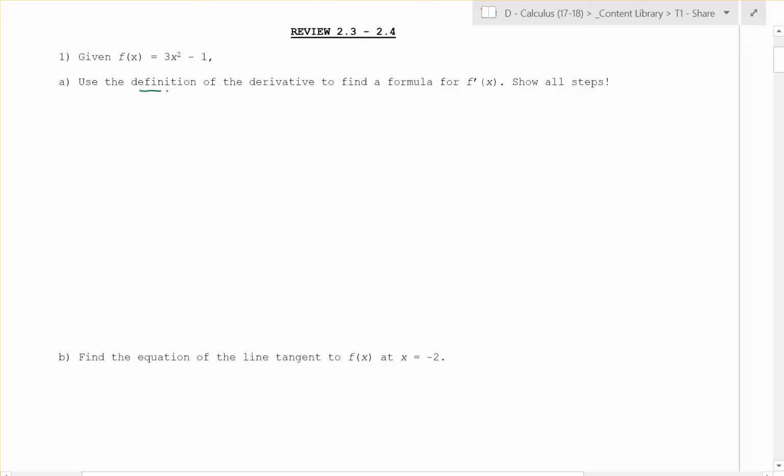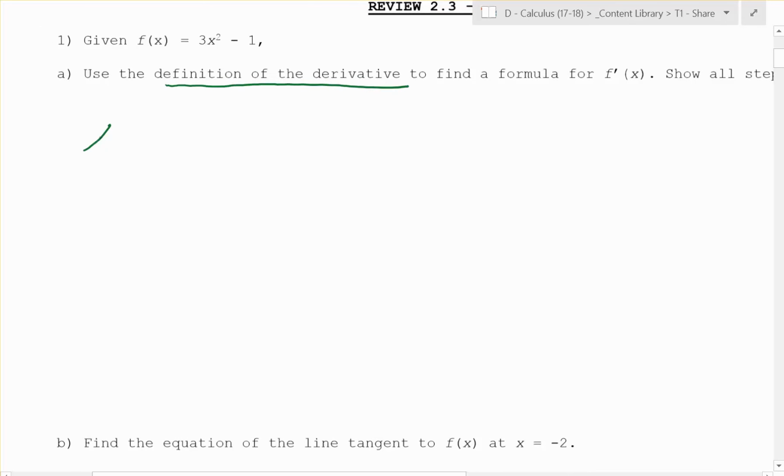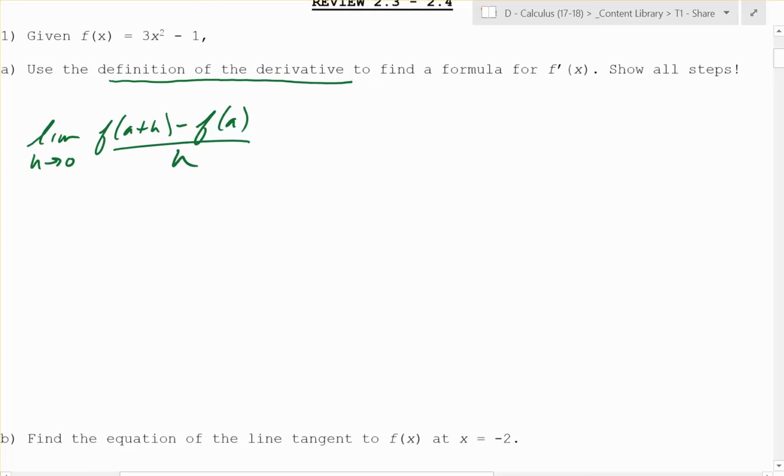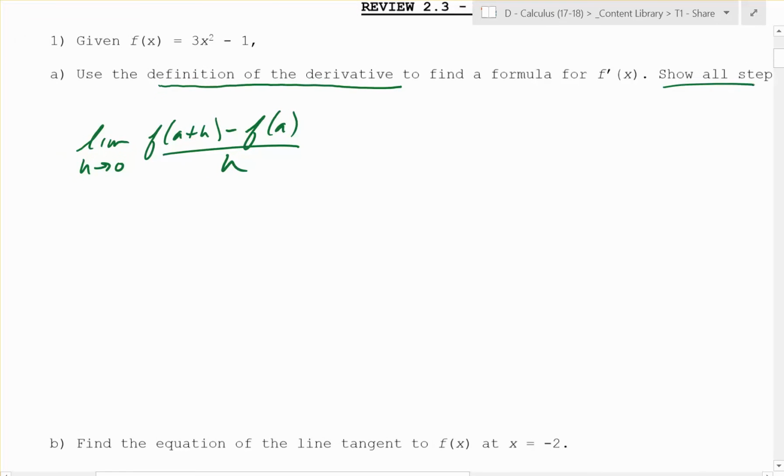When it says definition of derivative, you are going to have to use the limit definition. So the limit as h goes to 0 of f of a plus h minus f of a, all over h. Yes, we have a shortcut, but when it says use the limit definition, you need to use the limit definition, especially when it says show all steps.